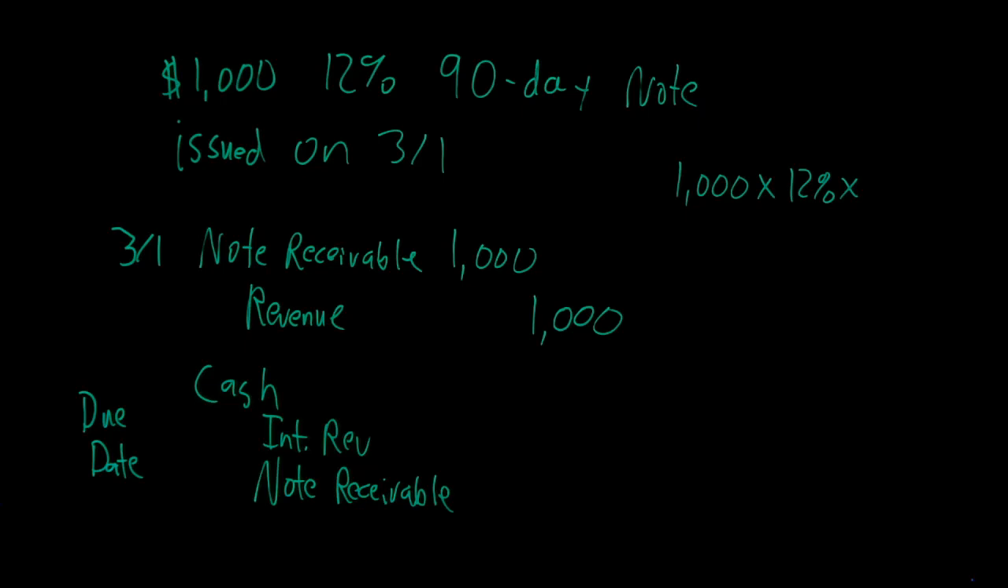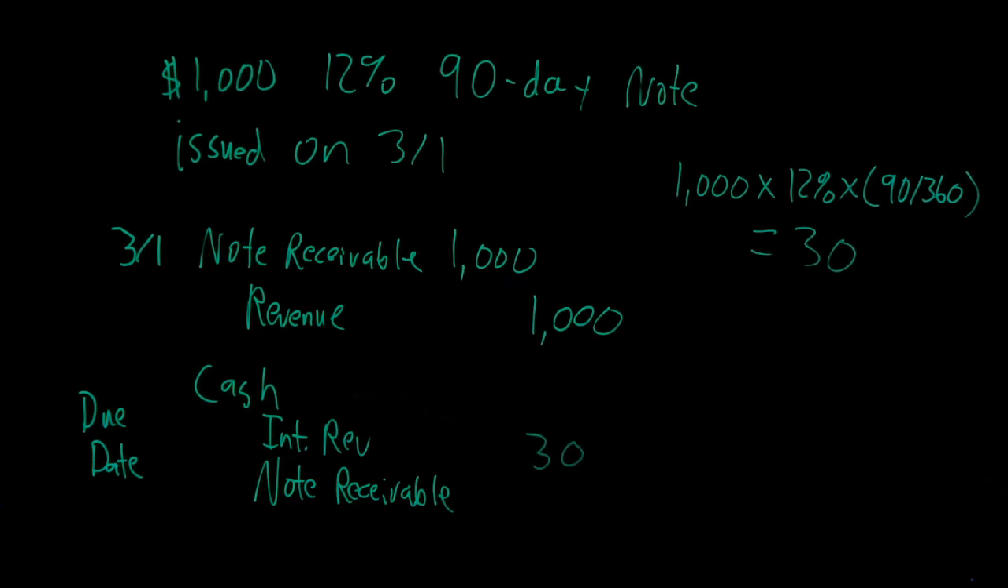So we're going to take that as a fraction of the year. We assume 360 days in the year, so 90 over 360. So if we plug that in our calculator, 1,000 times 0.12 times 90 over 360, we get $30 of interest. So we get $30 of interest revenue.